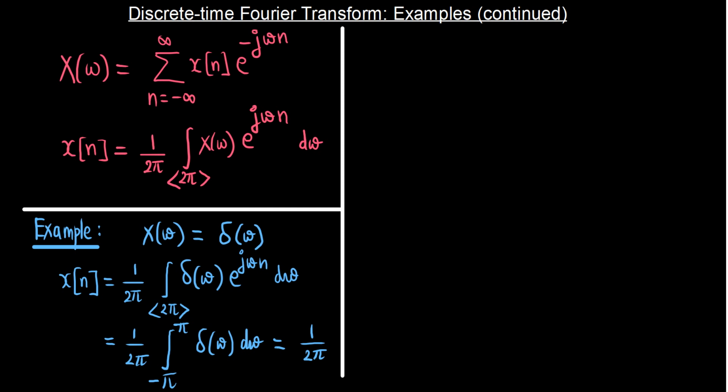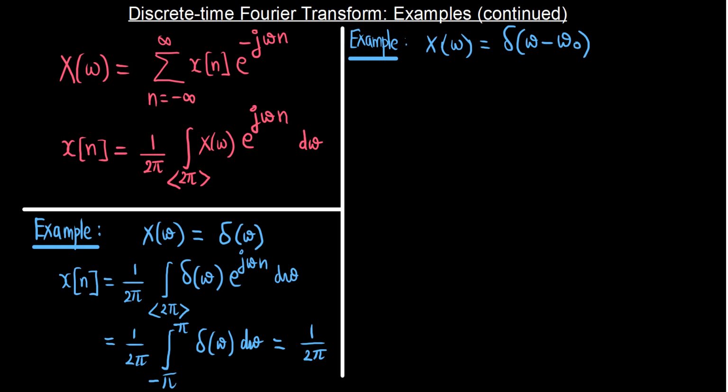Now let's consider another example with a slightly modified version of the signal. So let's consider this another example here, where I'm considering a similar signal. Let this X of omega, instead of having delta of omega, be a shifted version. So let it be delta of omega minus omega naught. So I've considered a shifted version of this impulse signal.